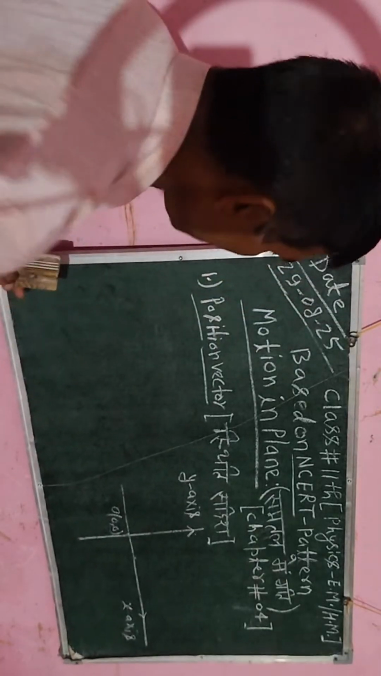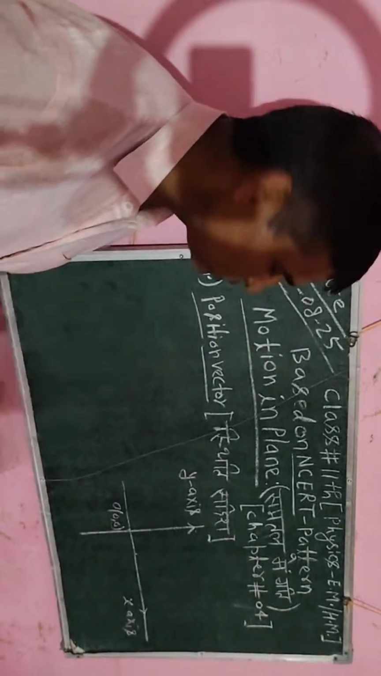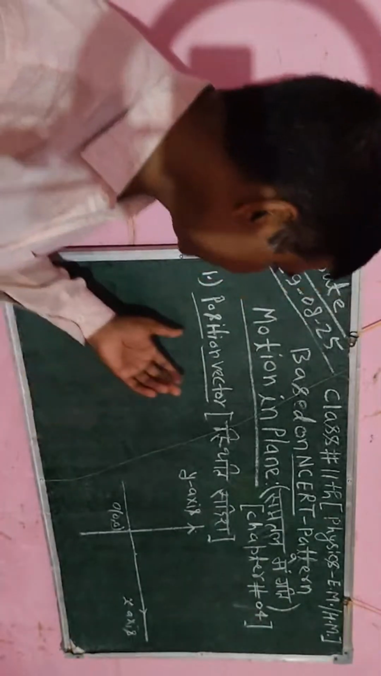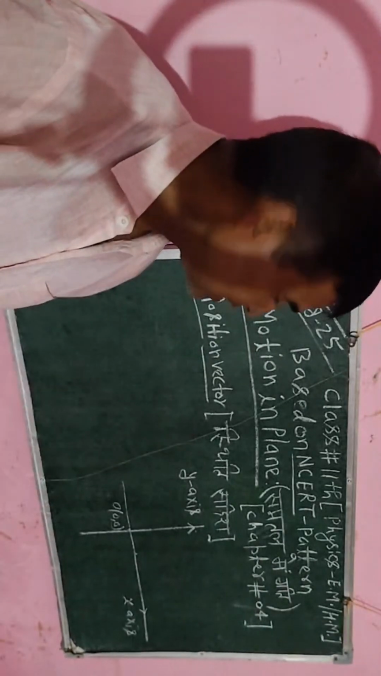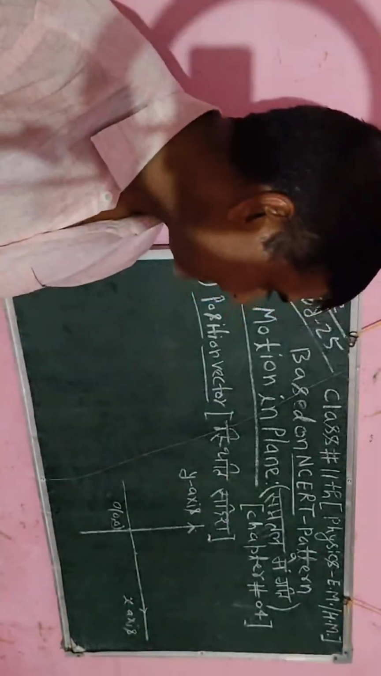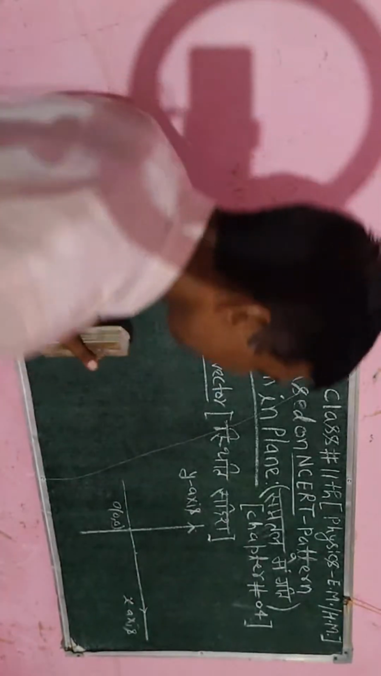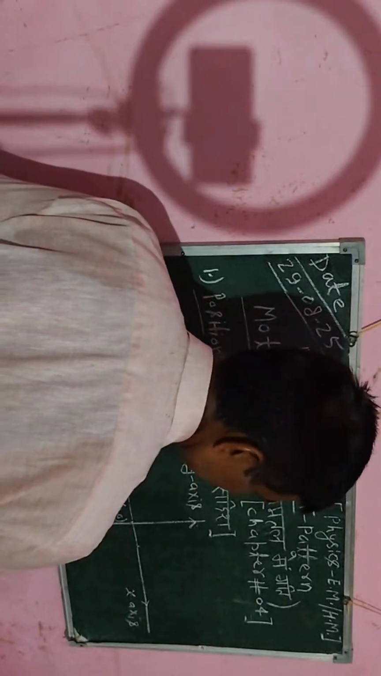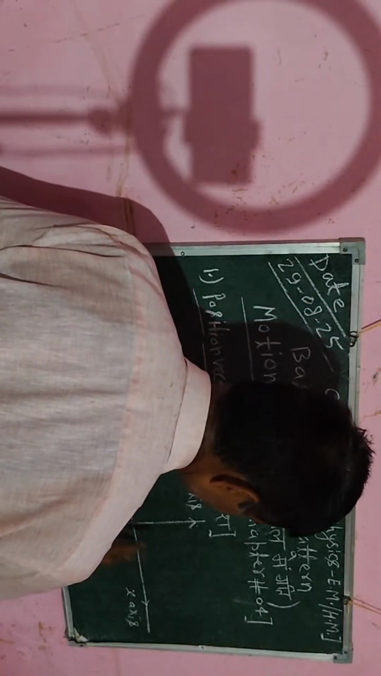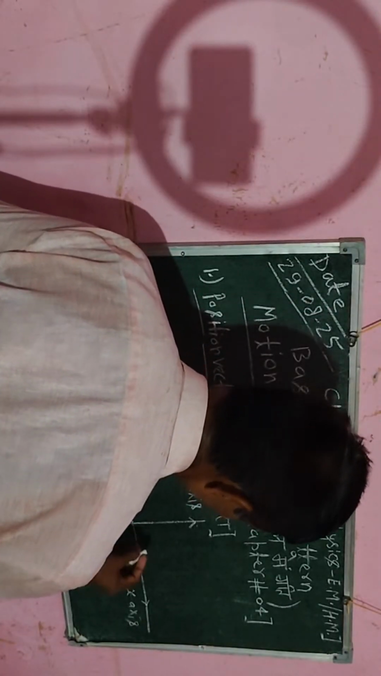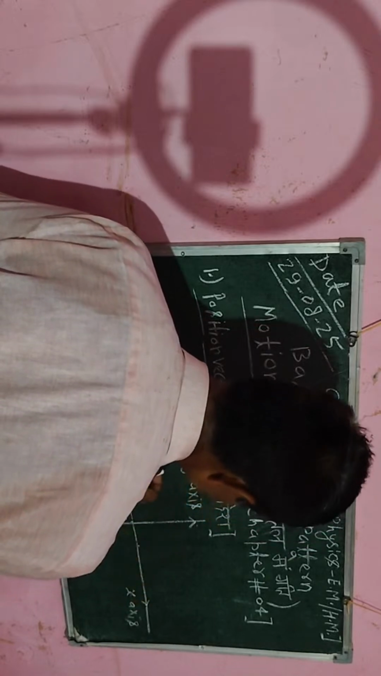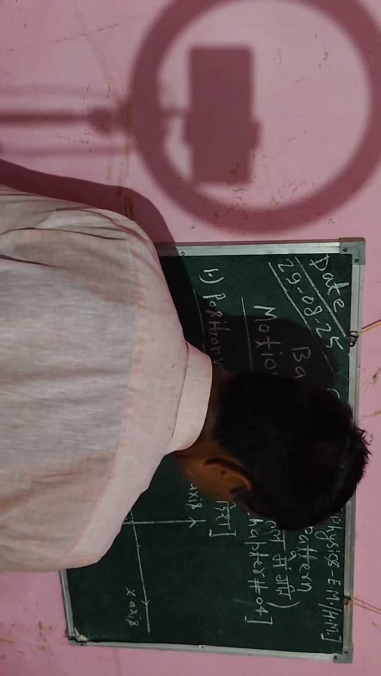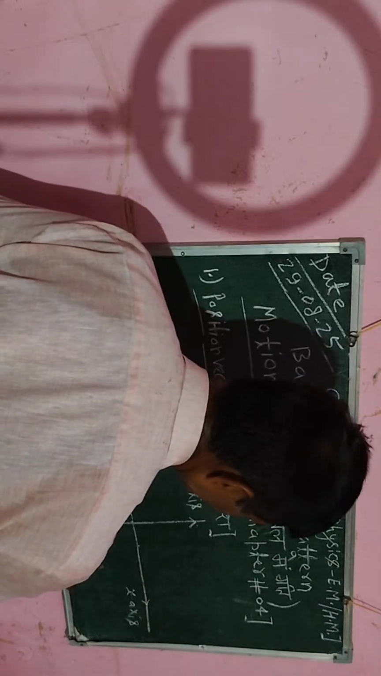Now here I have to explain about the position vector. That is also written in Hindi, that is space. In this case I will take a point in the xy plane, that is in the xy coordinate. In other words, I will say this is the first quadrant, this is the second quadrant, this is the third quadrant, and this is the fourth quadrant.